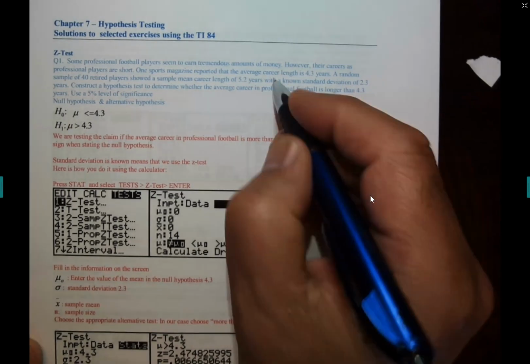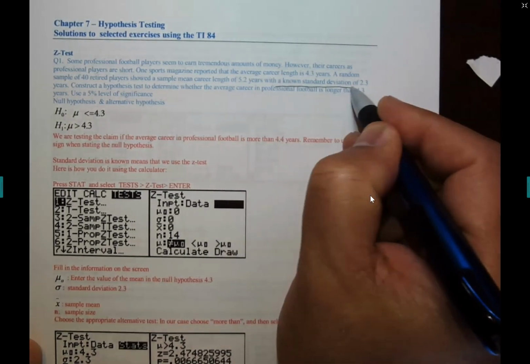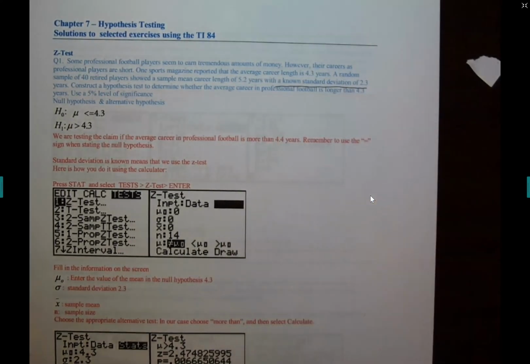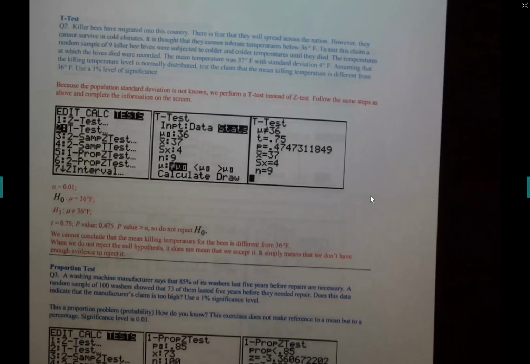And just to show you where sigma is known, guys, let me just read it. Look, it says with a known standard deviation of 2.3. So it is a population standard deviation. So I got several exercises worked out. Check them out.